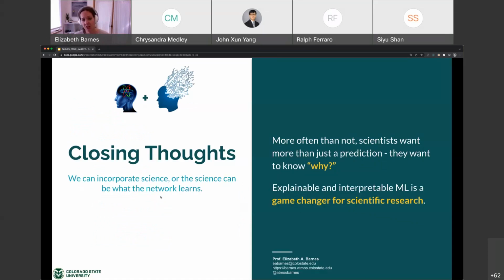And so I think these explainability and interpretable machine learning methods are a game changer for scientific research because we can actually use them to set out to answer the questions we want to know.